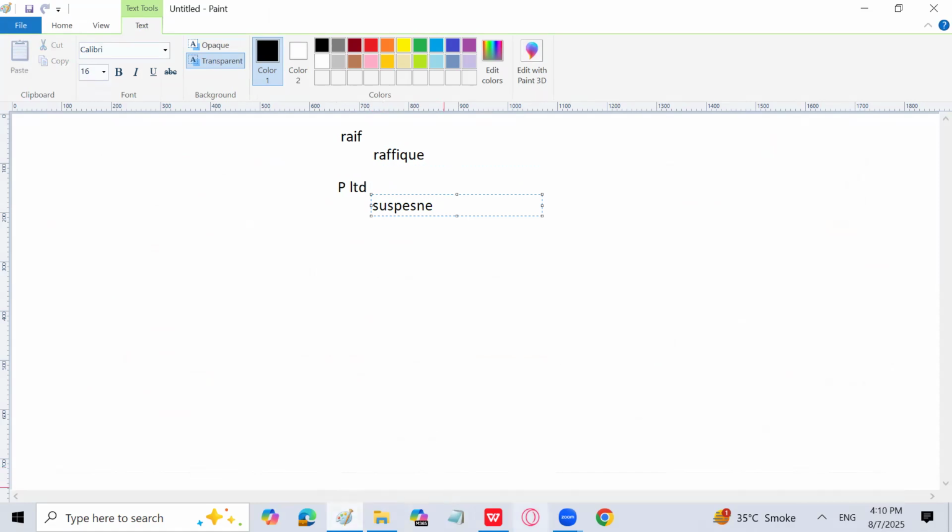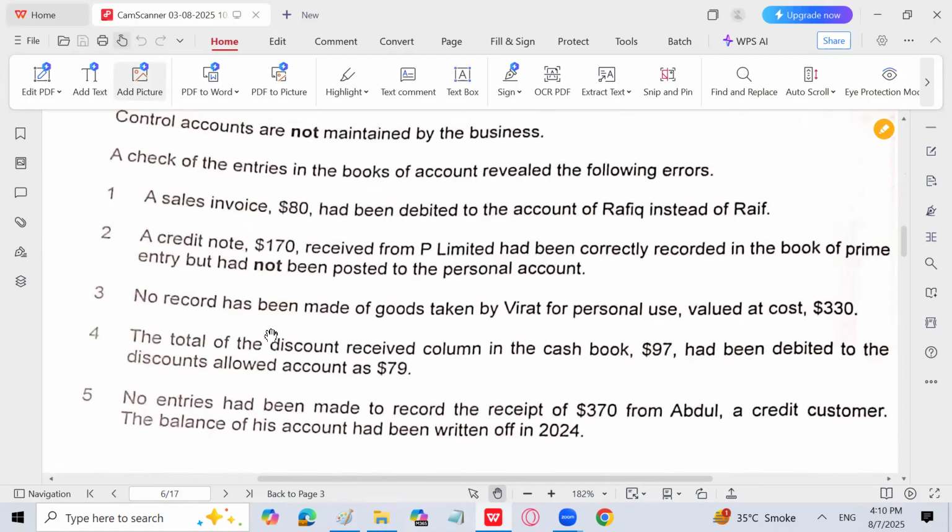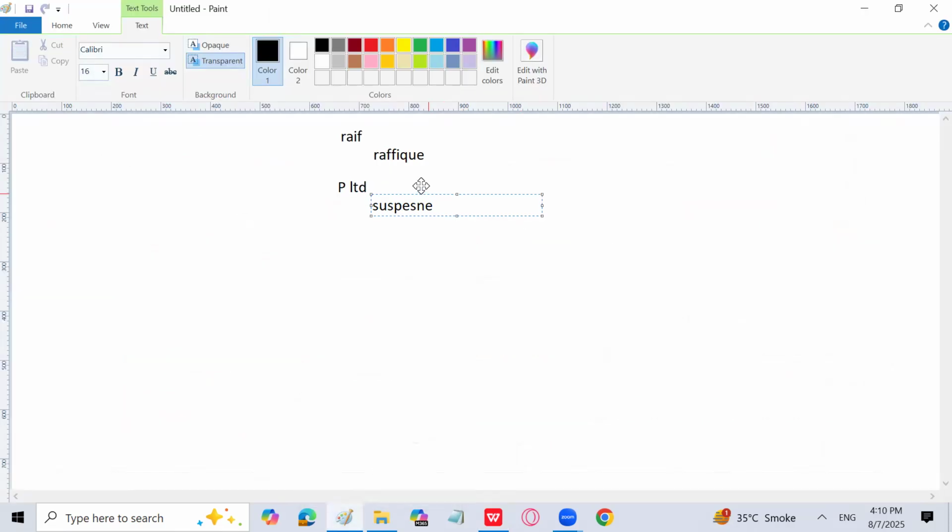How come, sir? As I discussed with you again, that credit note received means that we are issuing a debit note. So the entry should have been P debit and purchase return credit. We have credited purchase return, but we have not debited the P Limited account. So P Limited is going to be debited, and suspense is going to be credited by the amount of 80. Let me write the amount of 80 also, because the amount must be written.